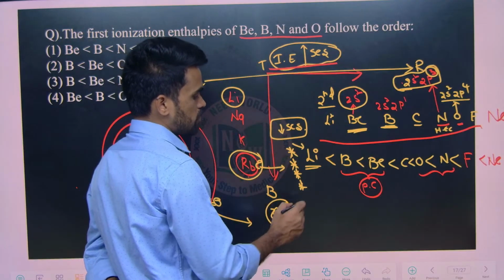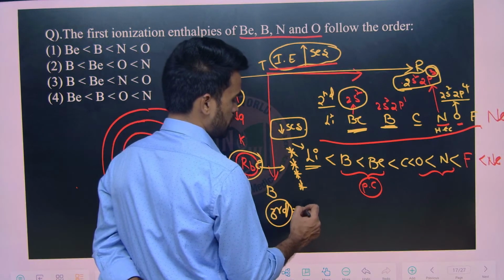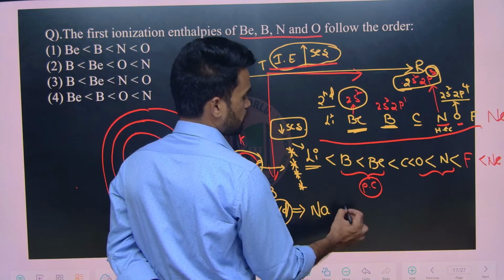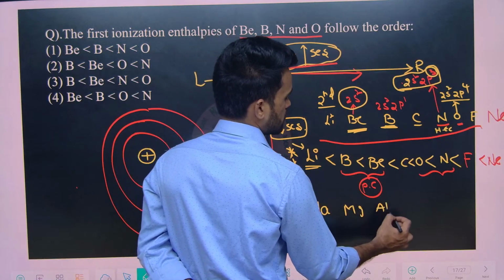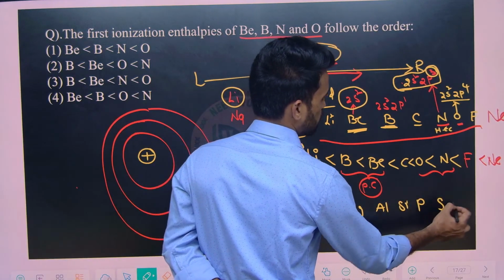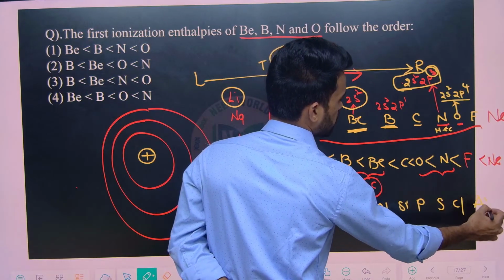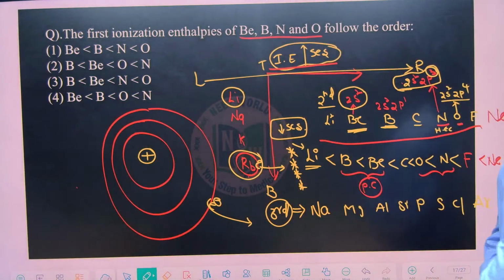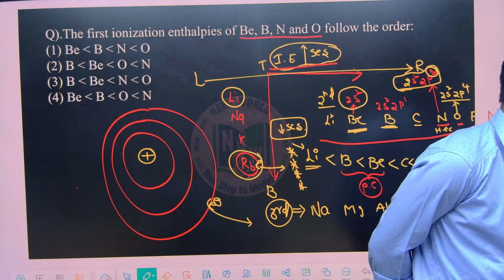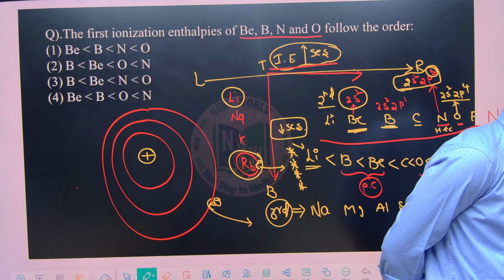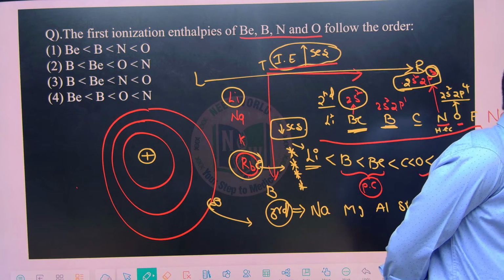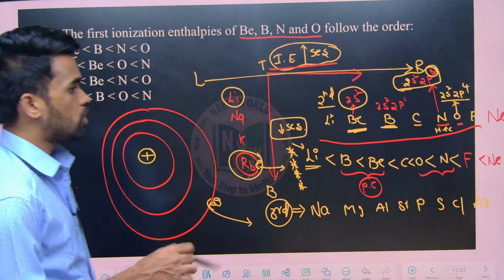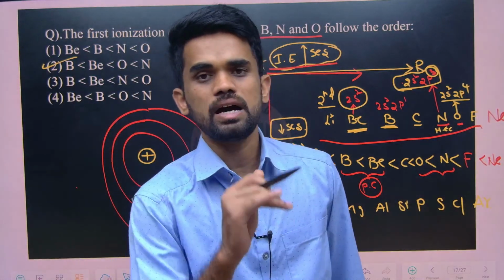Now you tell me what your answer will be for the third period. Here I am mentioning all the elements: sodium, magnesium, aluminium, silicon, phosphorus, sulfur, chlorine, argon. Take these elements and give me your answer in the comment box. Yes, someone in the chat box is answering. Perfect. So what is the answer for this question? Option 2 is there, right? That is your answer. Now the same question can be asked in another manner also.